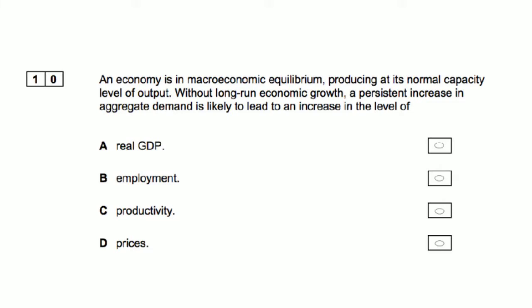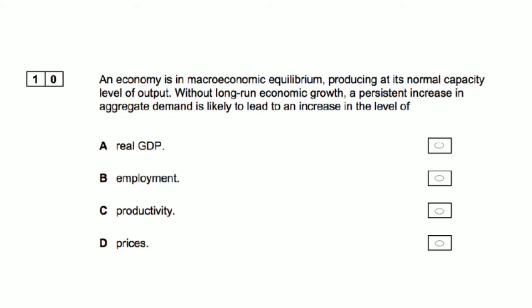An economy is in macroeconomic equilibrium, producing at its normal capacity level of output. Without long-run economic growth, a persistent increase in aggregate demand is likely to lead to an increase in the level of... So in the question we are told the economy is producing at its normal capacity level of output, and there is no long-run economic growth. So this means the long-run productive potential of the economy stays fixed, and we're already producing the maximum amount of goods and services that we can produce.